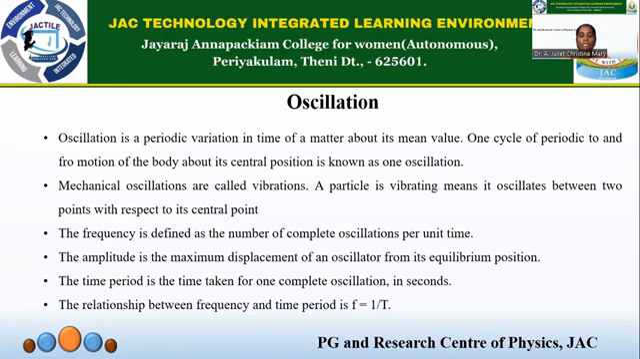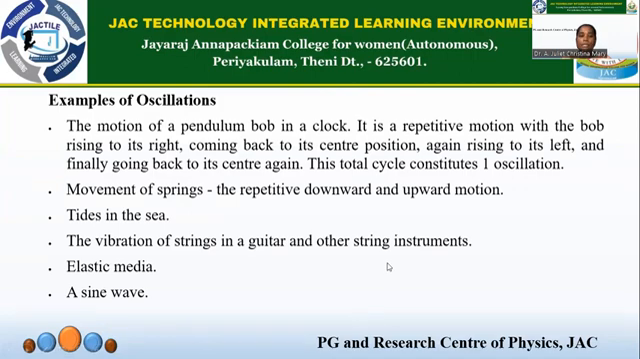Then we should know about frequency, amplitude, and time period. The frequency of oscillation is defined as the number of complete oscillations per unit time. The amplitude of the oscillation is defined as the maximum displacement of an oscillator from its equilibrium position. The time period of the oscillation is defined as the time taken for one complete oscillation in seconds. The relationship between frequency and time period is represented as f = 1/T. Some examples of oscillations are the motion of a pendulum bob in a clock.